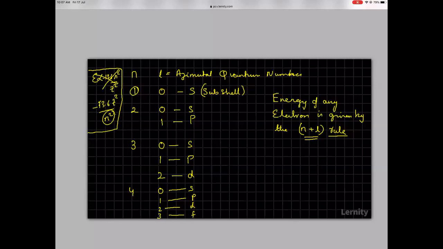So the energy of the 2s orbital is given by the number 2. The energy of the 2p orbital is given by the number 3. The energy of the 3s orbital is given by 3. Energy of the 3p orbital is given by 4. Energy of the 3d orbital is given by 5. The 4s orbital is given by 4, 4p orbital by 5, 4d orbital by 6, and 4f orbital by 7.